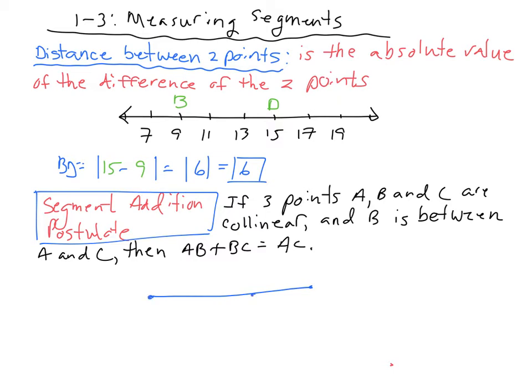I'm going to put 3 points on it. I purposely put this point not in the middle because I don't know that B is directly center. And they're going to label those points A, B, and C. Could I have written C, B, and A? Yes, as long as B is in between A and C.